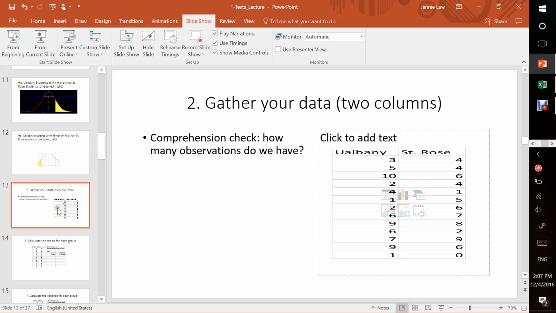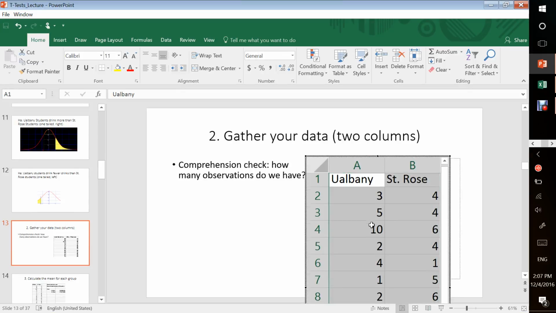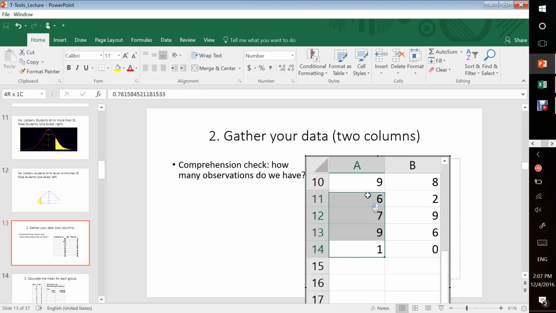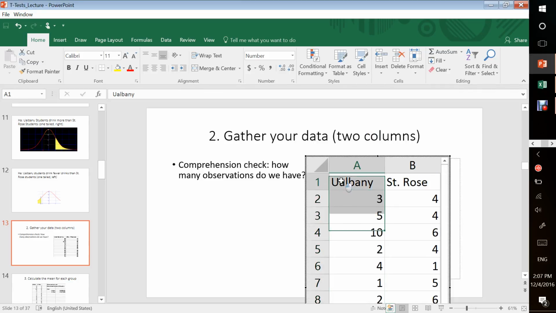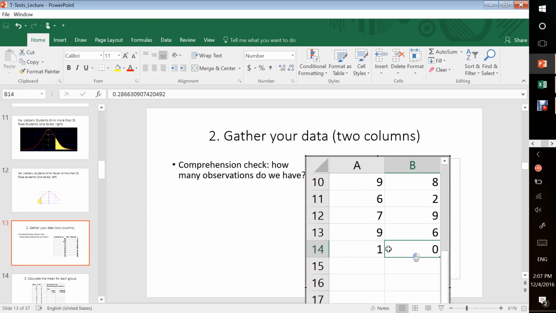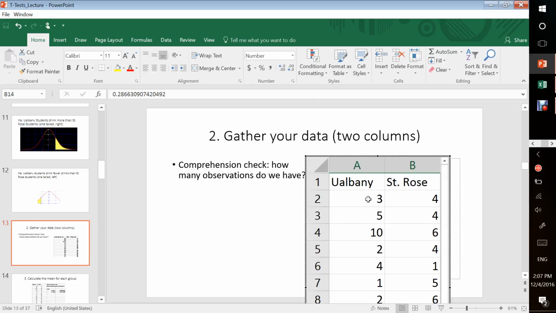The second step is to gather your data, and if you double-click on the embedded sheet, you'll see that we have 2 rows of data, one for UAlbany and one for St. Rose. You'll see that we have 13 observations in each, which means that we have a total of 26 observations, because we are talking about 26 different students that we've grouped into 2 categories, UAlbany and St. Rose.